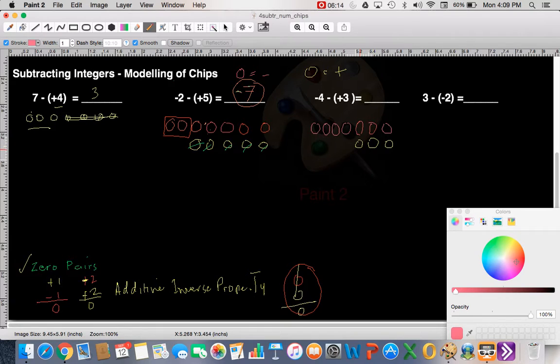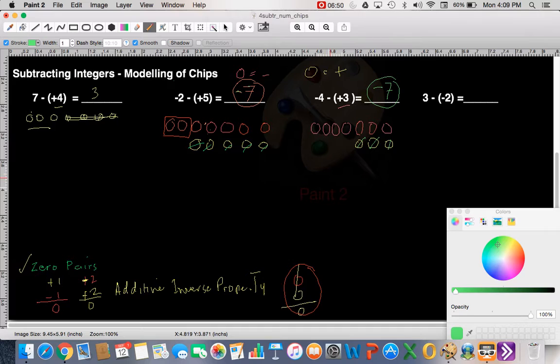So here, what are you going to take away? Are you going to take away the negative chips or the positive chips? Aha, correct. You're going to be taking away the positive chips. So if you're taking away the positive chips, you're going to end up taking this out, and your answer would be 1, 2, 3, 4, 5, 6, 7 negative. So it's negative 7.